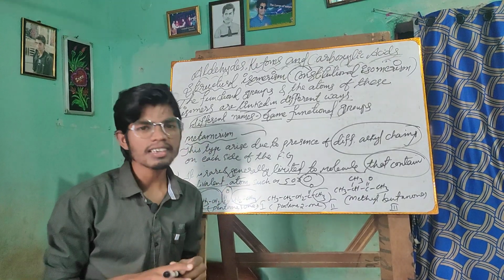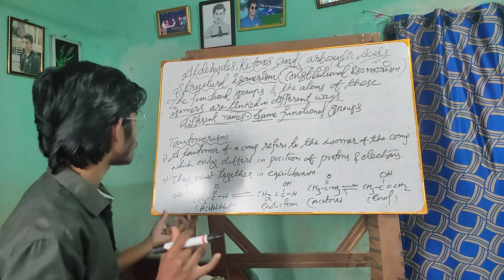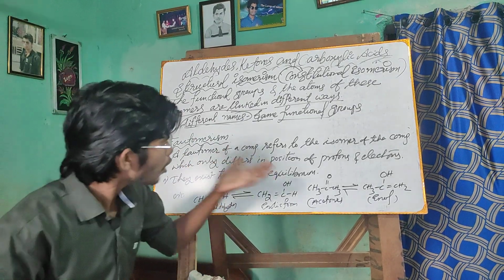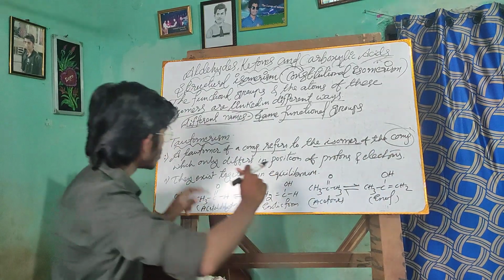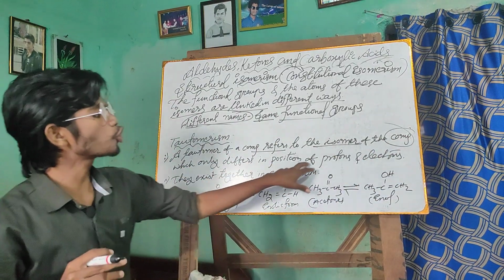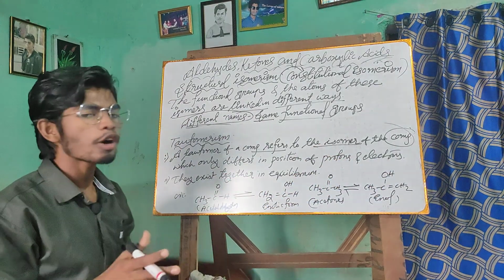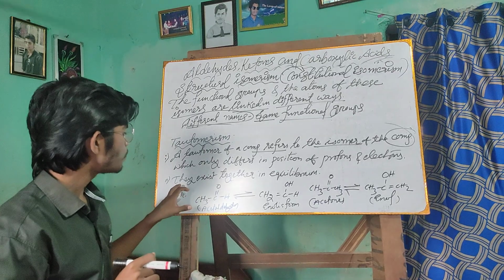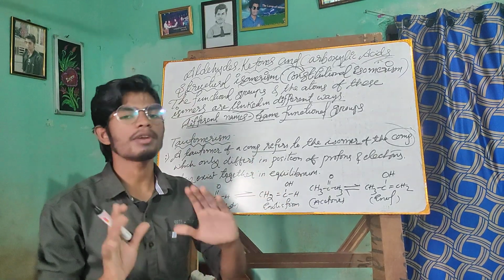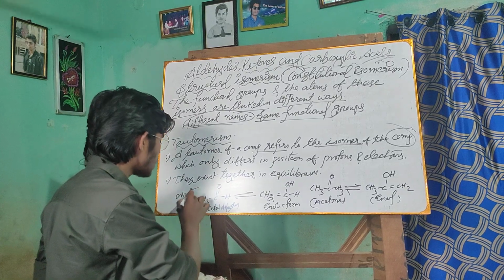And now we will discuss tautomerism. So what does tautomerism basically refer to? A tautomer of a compound refers to the isomer of that compound which only differs in the position of the protons as well as the electrons. This is one of the relevant points that you need to remember. And one more point is that they exist together in an equilibrium state. Let us look at an example so that you can understand it very clearly.